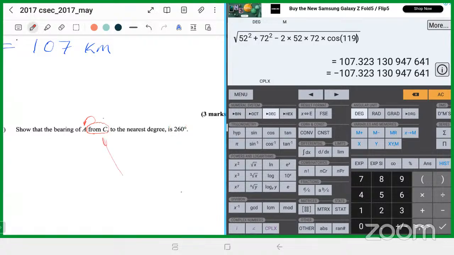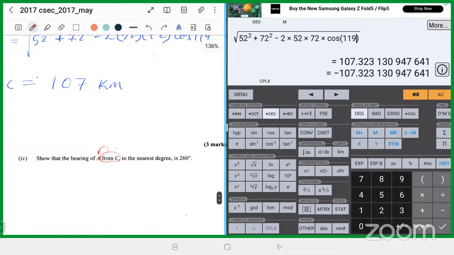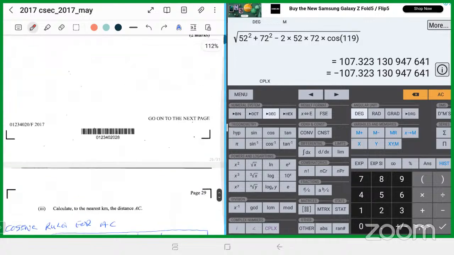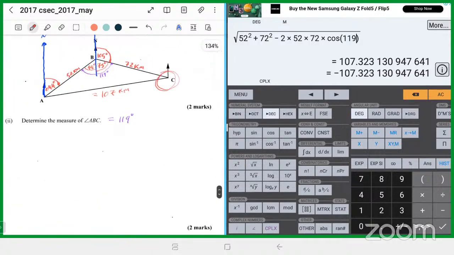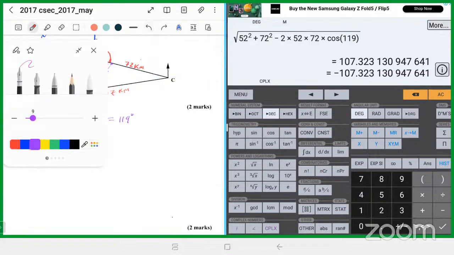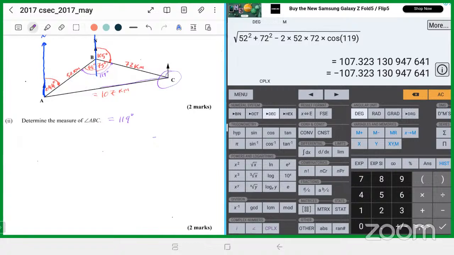But let's show what this angle would be on the diagram. Bearing of A from C. C is the from position. So let's see which angle they're talking about. So C is the from position. Let's do that part in purple. That angle. I want the bearing from here down to A. All right, from C to A, the bearing of A from C. So the bearing must be measured here at the C position, right?